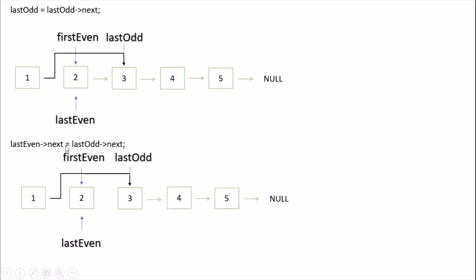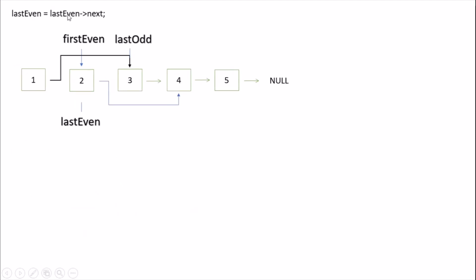Now last even's next will be equal to last odd's next. Now last odd points to 3 and its next is 4. So this should be our next even node, so the last even's next should point to 4. Now it is pointing to 4. Since we processed our 4, now 4 is our last even, so we have to update our last even pointer.